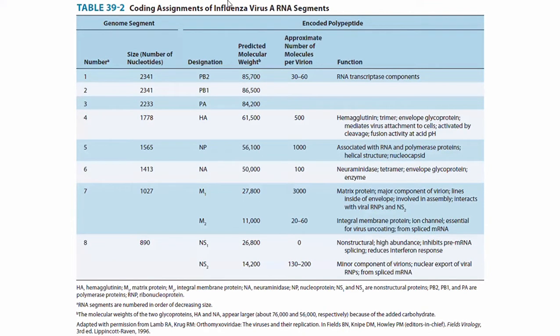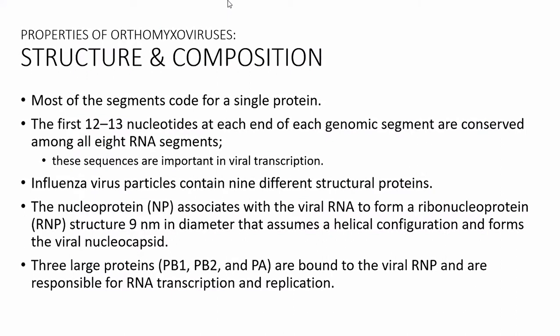Most of the segments code for a single protein, and the first 12 to 13 nucleotides at each end of the genomic segment are conserved among all 8 RNA segments. These sequences are important in viral transcription. Influenza virus particles contain 9 different structural proteins. The nucleoprotein associates with the viral RNA to form a ribonucleoprotein that is 9 nanometers in diameter and assumes a helical configuration and forms the viral nucleocapsid.